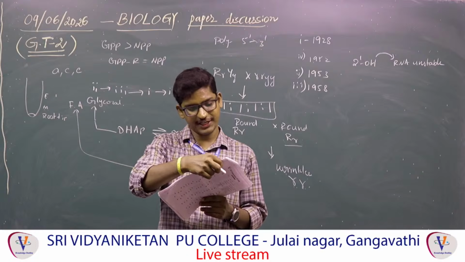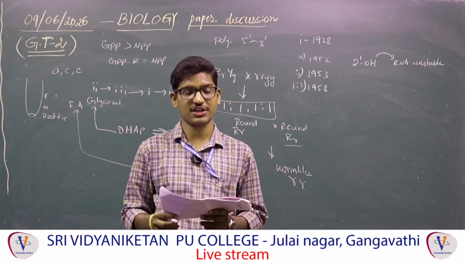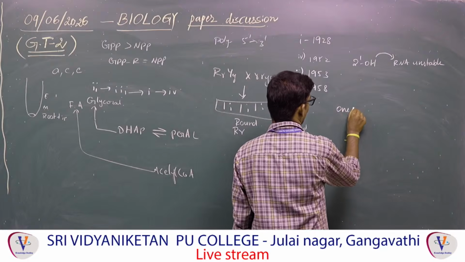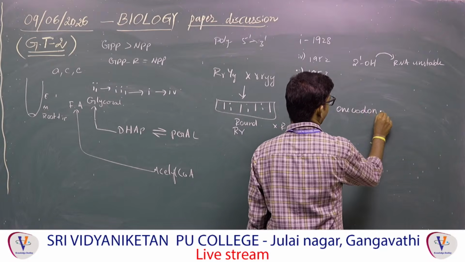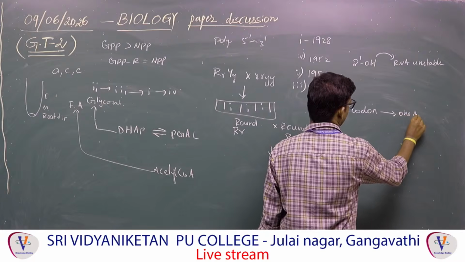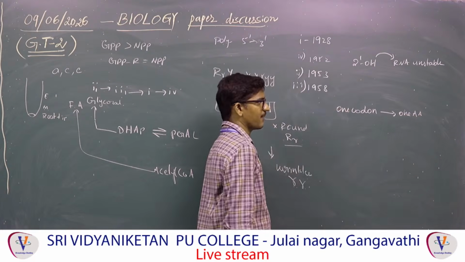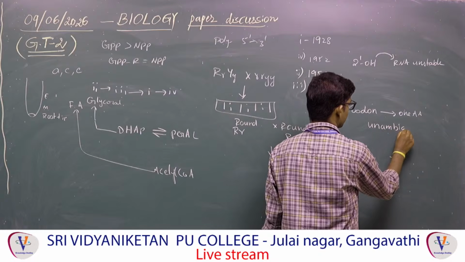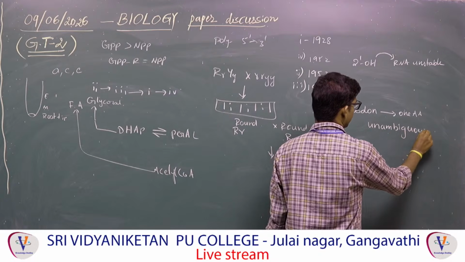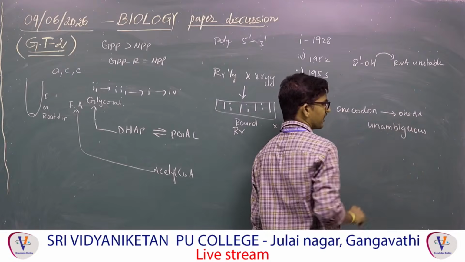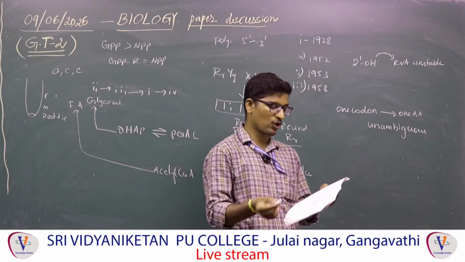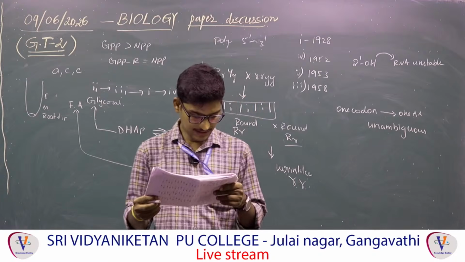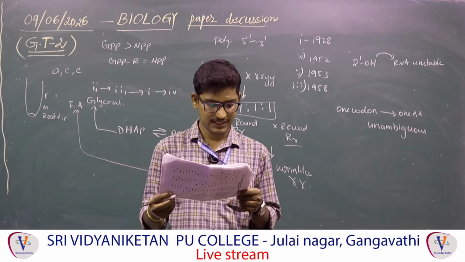Not a feature of the genetic code, they are asking. Fourth option: in the genetic code, one codon always codes for only one amino acid. It does not code for more than one amino acid. This is called unambiguous nature. One codon always codes for one amino acid. They are saying one codon codes for multiple amino acids. No, it is wrong. Next, 169.